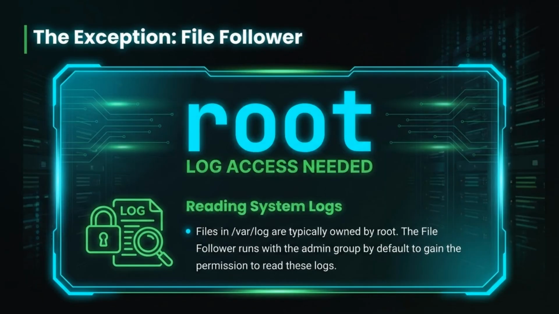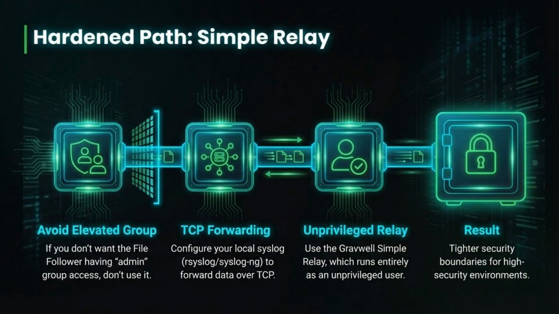The file follower is an exception and needs root access to read system logs in /var/log. By default, it runs with the admin group to gain necessary permissions. For a hardened path, avoid using the elevated admin group for the file follower. Instead, configure TCP forwarding with your local syslog and use the unprivileged Gravwell simple relay for tighter security boundaries.